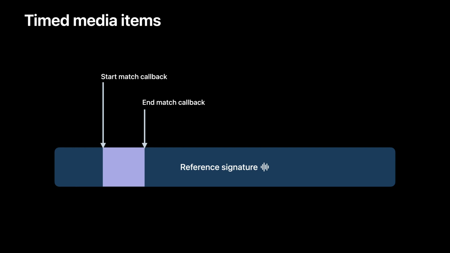Specifying the time ranges is only useful if you're notified when they start and when they end. ShazamKit will deliver a match callback synced with the time range, one when it starts and one when it ends. Signatures can contain many media items, so this callback will contain only the media items that are in range at that specific point in time.